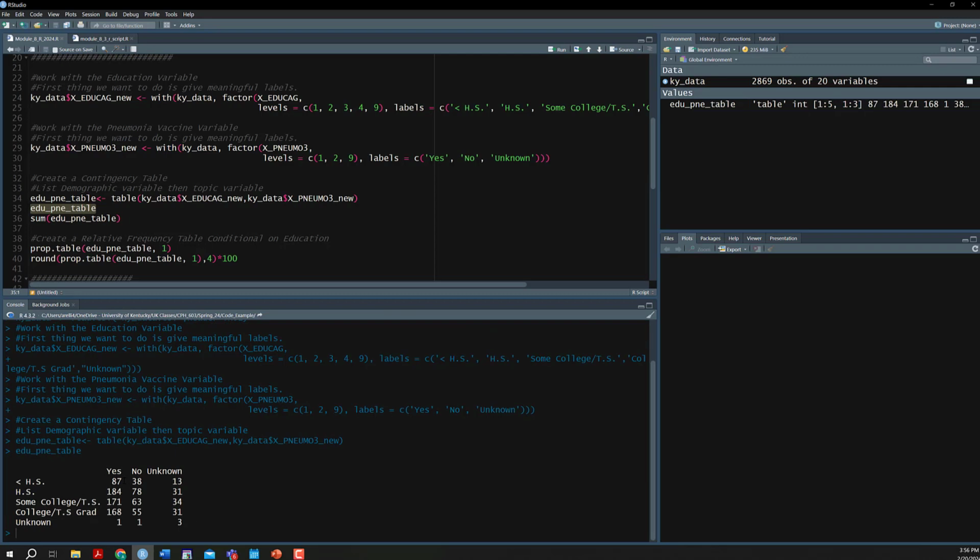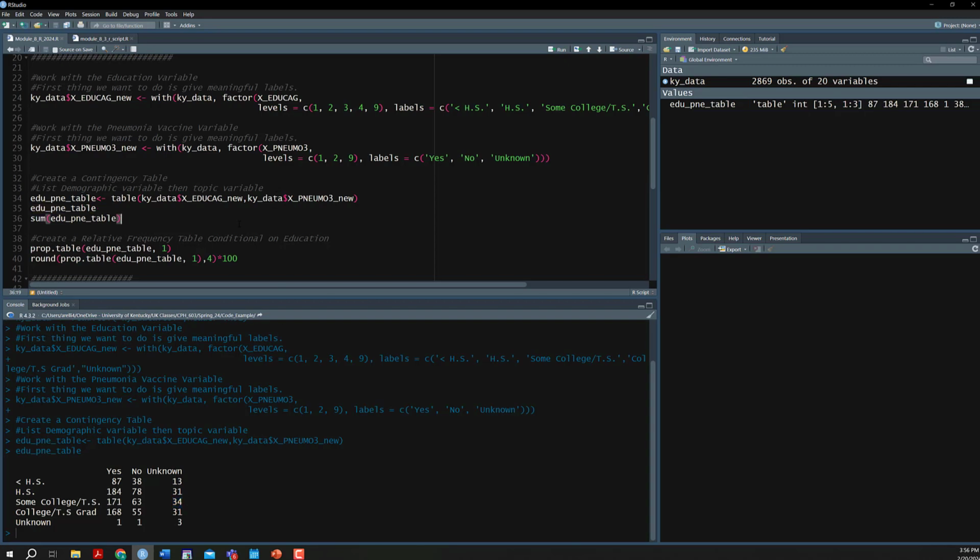For example, in the survey, we can see there were 87 people who replied their highest level of education was less than high school and they had received a pneumonia vaccine, whereas of those people that said their highest level of education was less than high school, 38 of them had not received the pneumonia vaccine. For those whose highest level of education was some college or technical school, 171 of them said they had received the pneumonia vaccine, and 63 of them said they had not. And there were 34 that had unknown status.